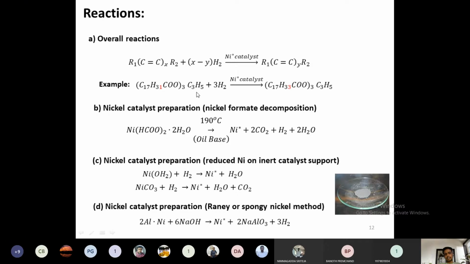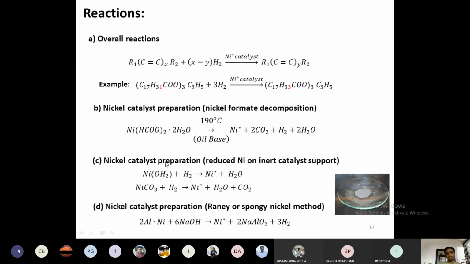How to synthesize the nickel catalyst? There are three processes to synthesize the nickel catalyst. The first one is nickel formate decomposition. So nickel formate will be there, Ni(HCOO)2·2H2O. When this nickel formate is combined in an oil base and heated at 190 degrees centigrade, it will liberate activated nickel catalyst with the liberation of carbon dioxide, hydrogen and water. So this activated nickel catalyst can be used as a catalyst in the overall hydrogenation reaction.